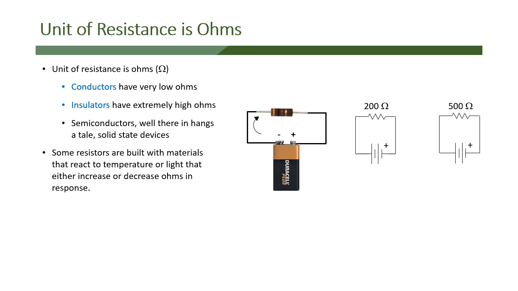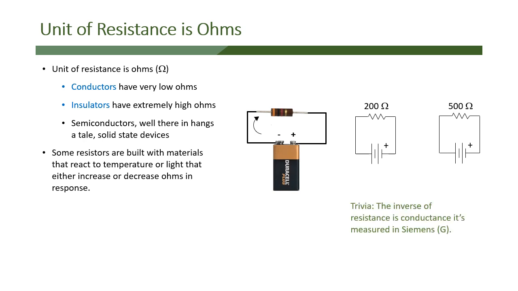And again, as I said before, some resistors are built with materials that react to temperature or light. They either increase or decrease the number of ohms in response to those effects. Because you can build a resistor that responds to temperature either going higher in resistance as the temperature goes up, or even going lower in resistance as the temperature goes up. And the same is true for light. It just depends on what material you make it out of, and then you go from there.